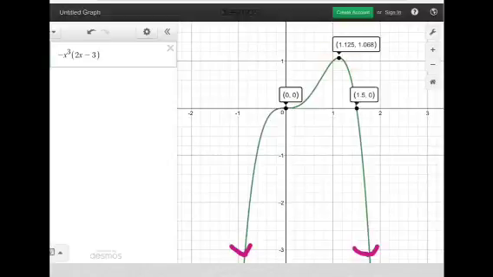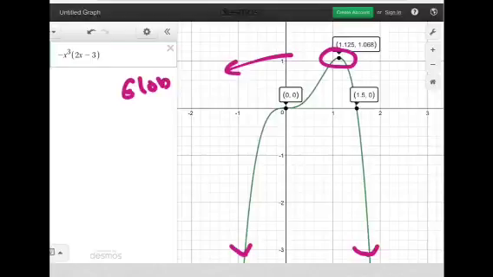So this graph, because it's a down, down, has a global max. So right here is a global max. That's the highest point in the whole function. It has no local max or min. I guess the global max could be referred to as a local max if we're only looking at this region right here. But looking at the graph as a whole, this is a global max.